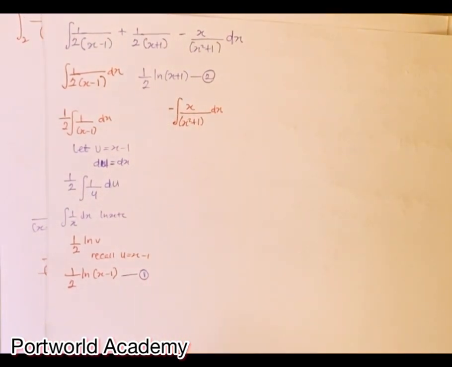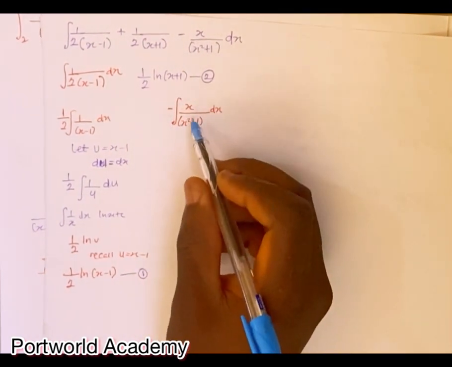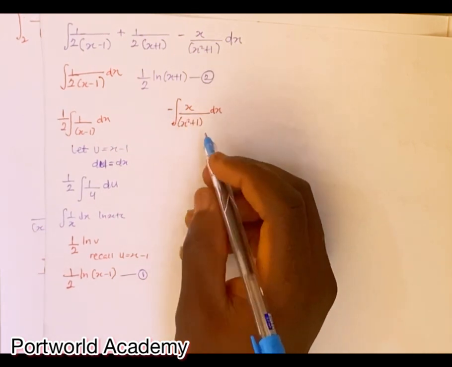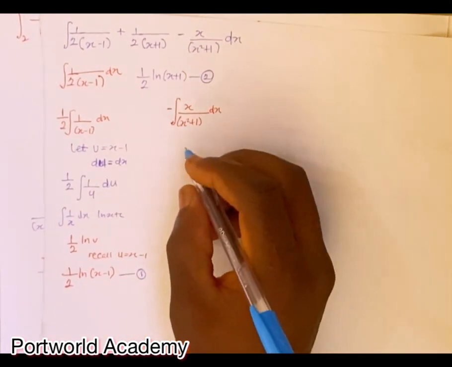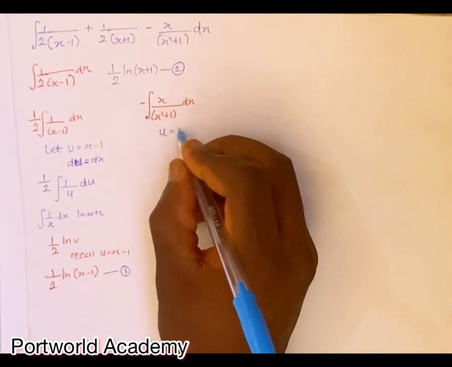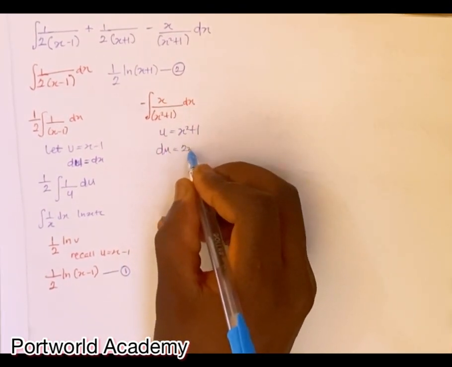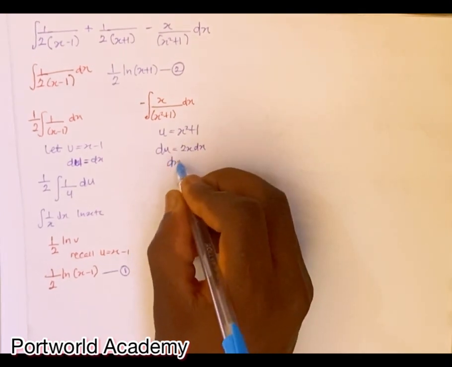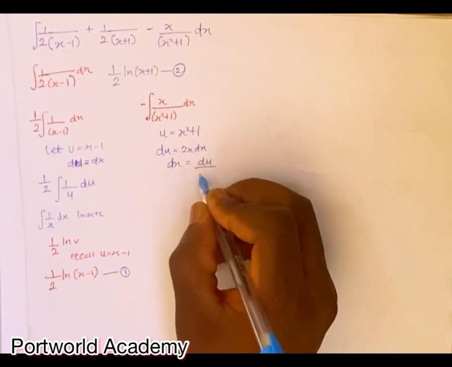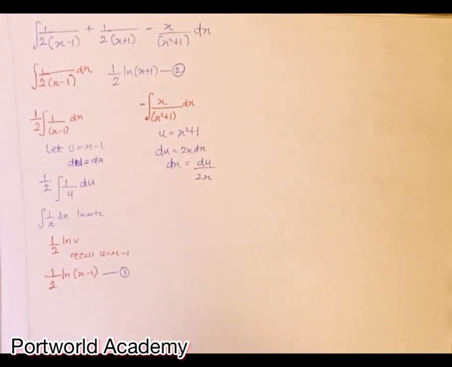So I'm going to use my substitution method here, because I can't just go ahead and say this one is just natural log. No, it's not natural log. I'll use my substitution method. So u equals x squared plus 1, right? So du equals 2x dx, right? Then my dx equals du divided by 2x. That's it. Then go ahead and put it back.